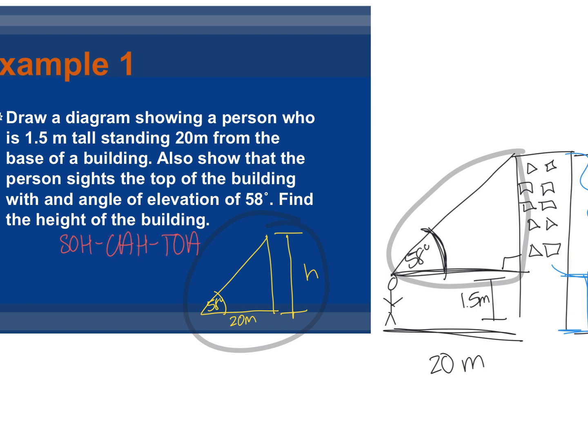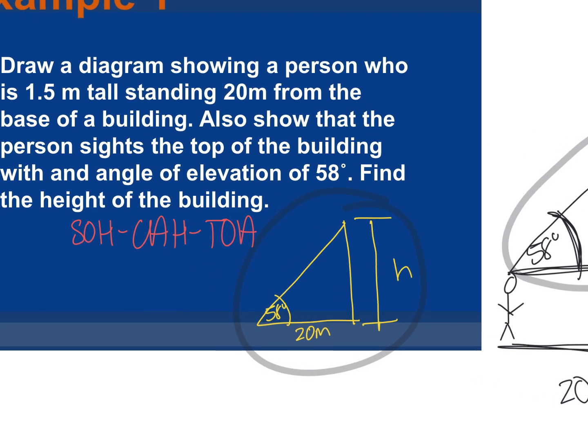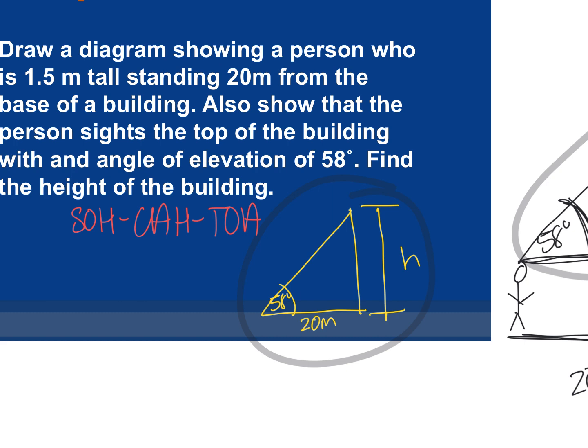SOHCAHTOA. Looking at this triangle that I have drawn, I'm going to zoom in right here. What am I going to use to find the height? What do I have? Here's my angle. According to my angle, I have my adjacent side and my opposite side. Looking at these, which one only has adjacent and opposite? Tangent. Good, tangent. I'm not using sine, I'm not using cosine, I'm using tangent.